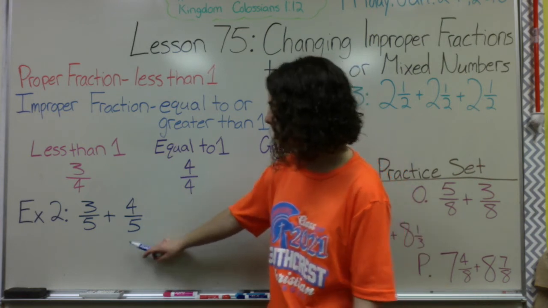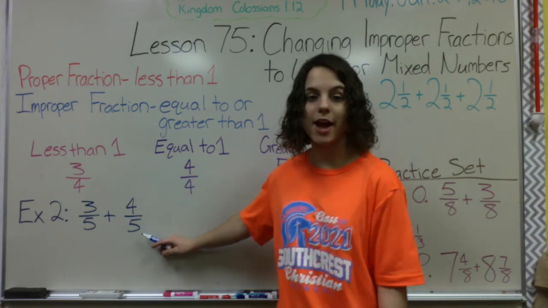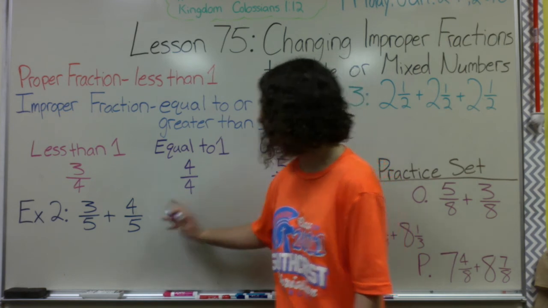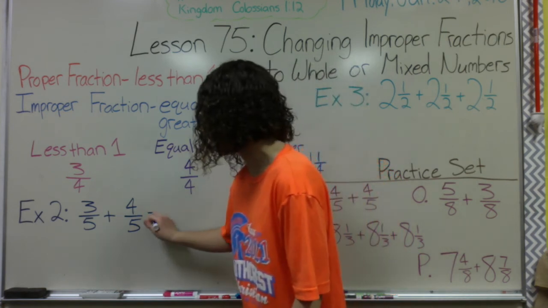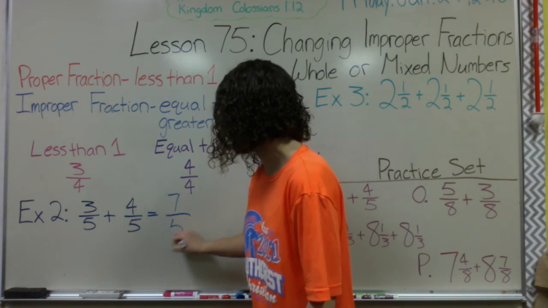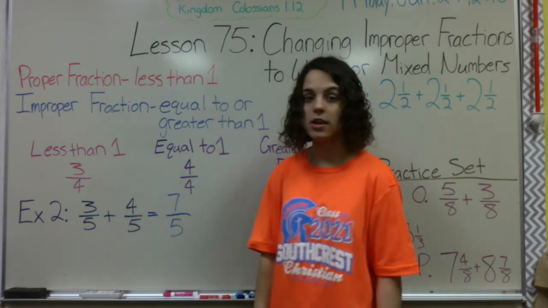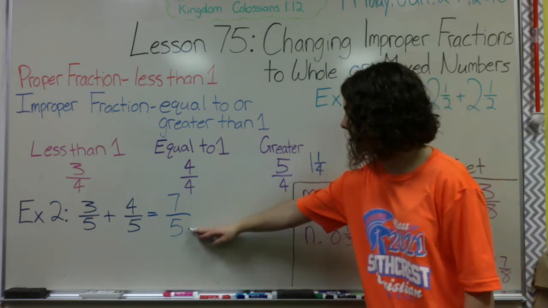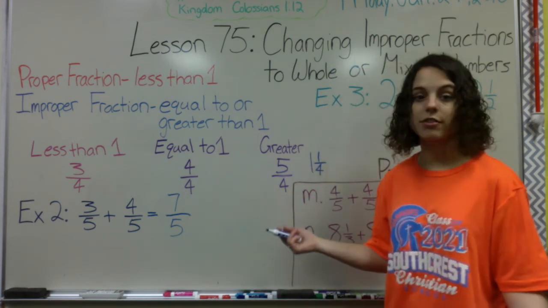We have 3/5 plus 4/5. Remember, when I add fractions, I just add the numerators. So 3 plus 4 is 7. The denominator stays the same. So 7/5. That's an improper fraction. Why? Well, because the numerator is larger than my denominator, which means it's greater than 1.